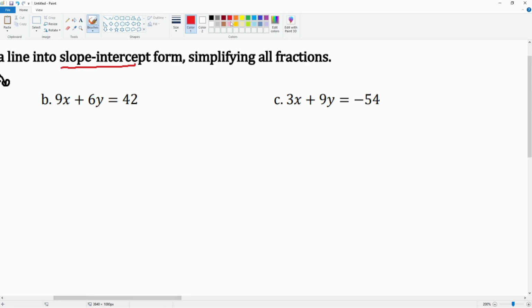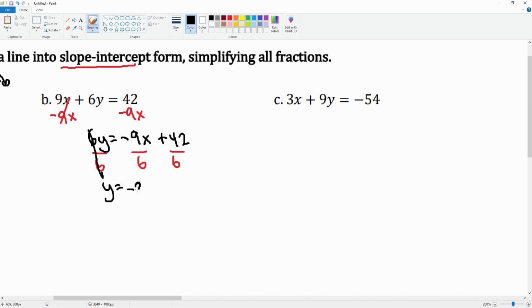B, let's do the same thing. So we're going to subtract 9x to both sides. Left side here cancels, leaving you with 6y is equal to negative 9x plus 42. Then we are going to divide by that 6 to both sides. Everything on the right-hand side, we now will get y is equal to negative 3x over 2 plus 7.